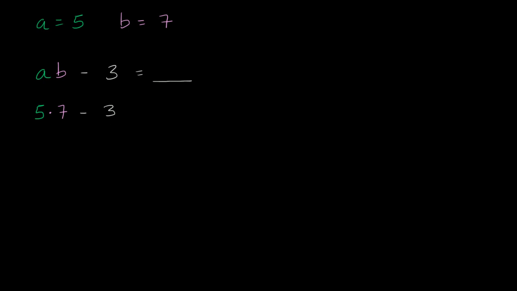Order of operations, you want to do your multiplication first. 5 times 7 is 35. From that, you subtract 3. 35 minus 3 is 32. So this evaluated out to 32.